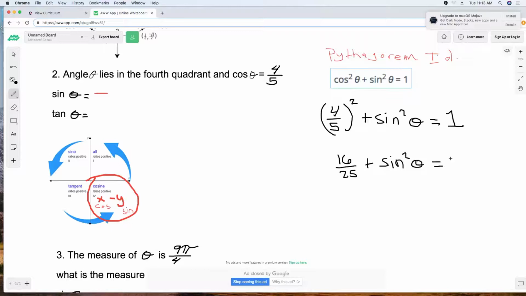equals, and instead of just writing it as 1 like this, I'm going to write it as 25 over 25, which is the same thing as 1, but I just want to make sure that my denominators right here are the same. Because then I am going to subtract 16 over 25 from both sides. It's easier to subtract when you have the same denominator. Now this is the same thing as sine squared theta equals 9 over 25.